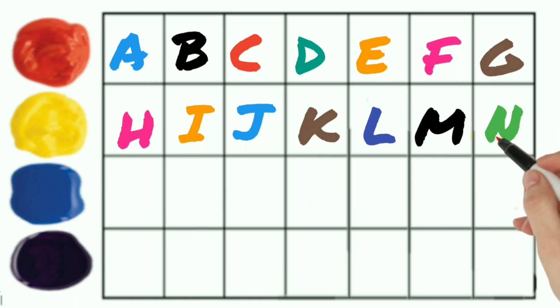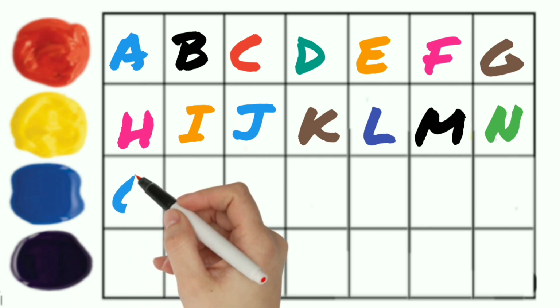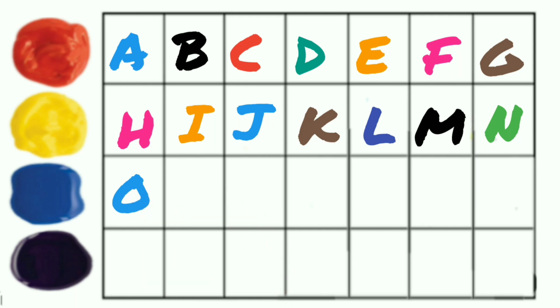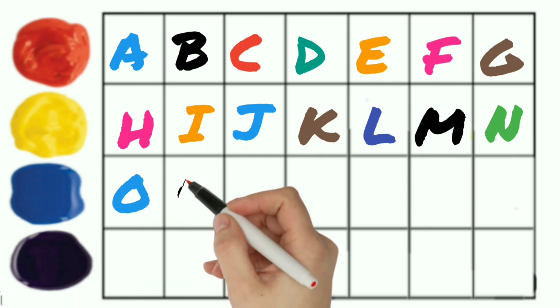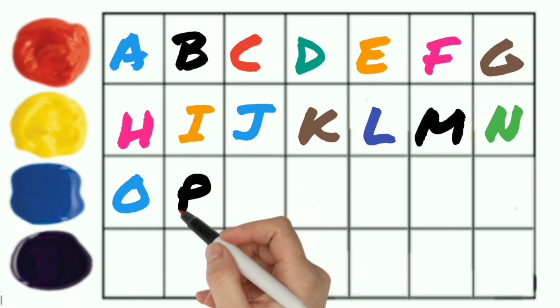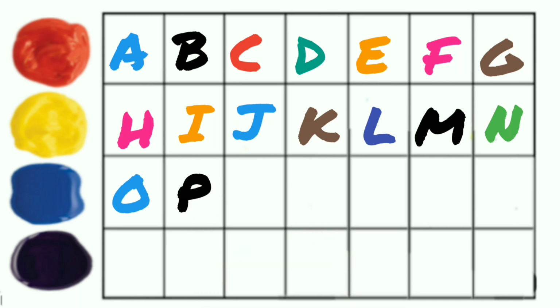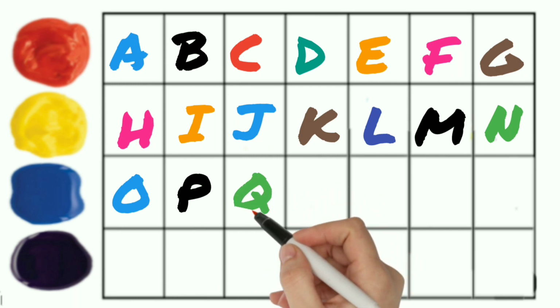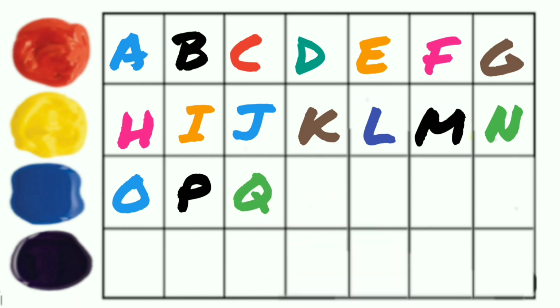N for nest. O for owl. P for parrot. Q for queen.